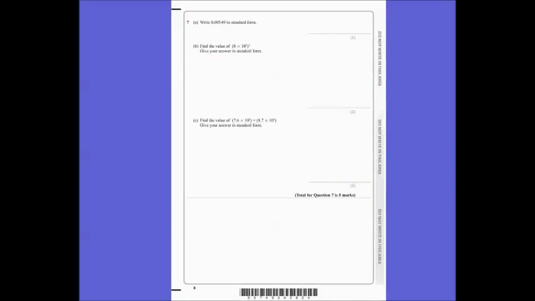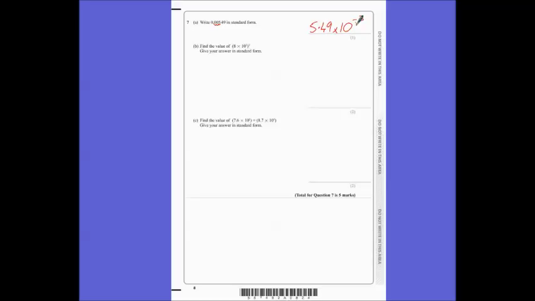Question 7. Right, 0.00549 in standard form. Well, we need to divide this by 10, 1, 2, 3 times to get it as a whole number. So that would be 5.49 multiplied by 10 to the minus 3. So the minus 3 means divide by 10 rather than multiply by 10.